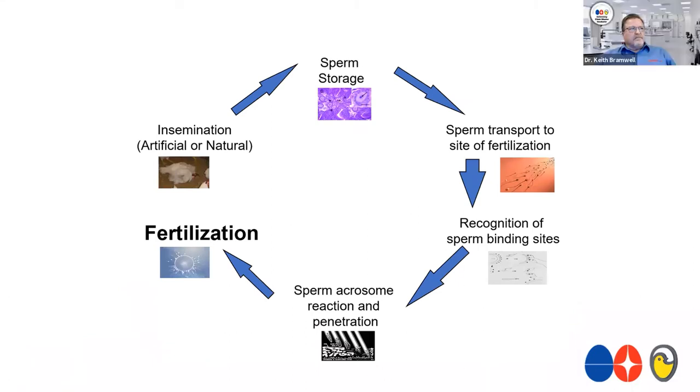Looking at the fertilization process, the very beginning of embryo development, obviously fertilization must occur. It starts with insemination, whether it be artificial or natural insemination. And then there's a series of events that occur within that hen. She stores sperm. It has to be transported to the site of fertilization. And then you've got a recognition of binding sites and acrosome reactions and all this stuff that I won't really talk about. But all of that has to occur to get our final fertilization. And so we'll talk a little bit about where that is occurring as well.